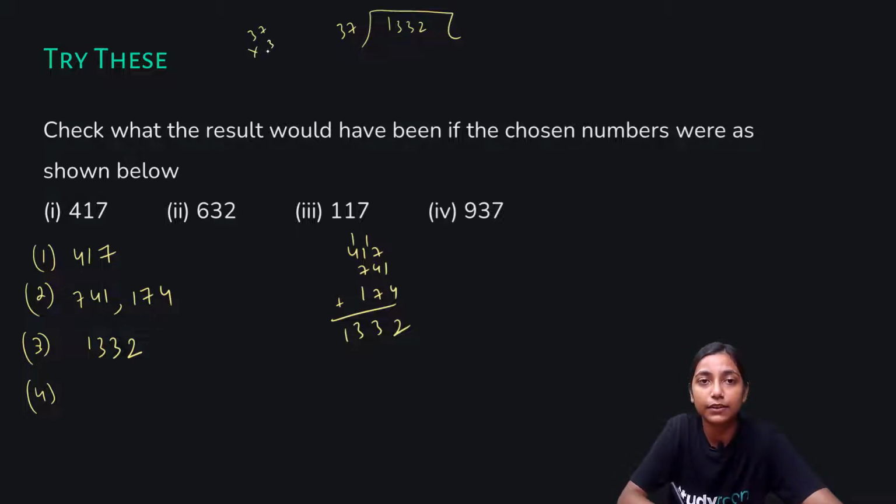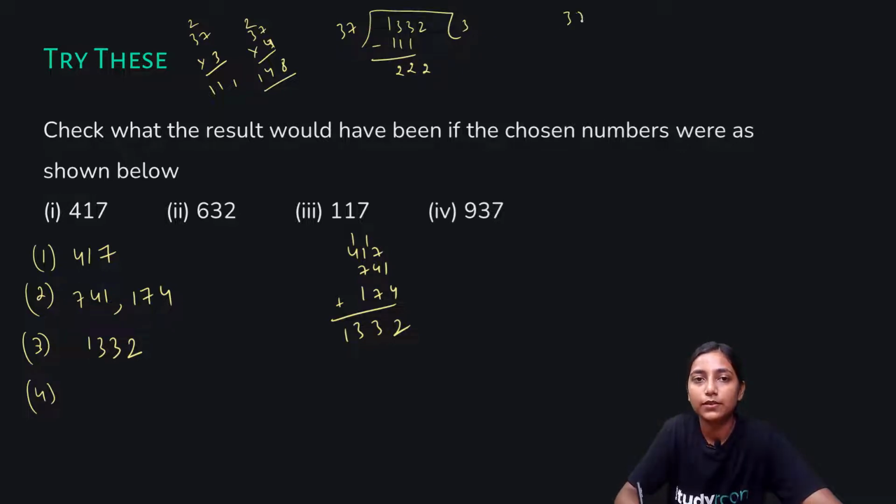37 into 4: 4 sevens are 28, 4 threes are 12, 13, 14, 148. It's coming to be bigger than 133. So 37 into 3: 3 sevens are 21, 3 threes are 9, 11, 111. 11 will be written here. 3 minus 1 gives me 2, 3 minus 1, 2, and it's 222. So 37 into 6: 6 sevens are 42, 6 threes are 18 and 22. So yes, 222 and the remainder is 0.